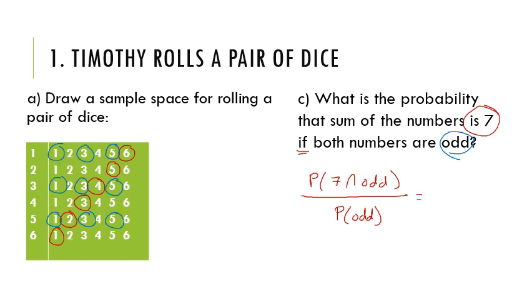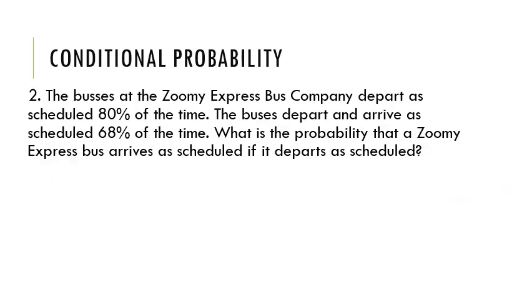Okay, so here's something interesting. How many are circled in both blue and red? 0. Okay, and then the probability that both are odd, that was our blue, there are 9 of those. So this has a 0% chance of happening. Okay, nice. All right, next one.